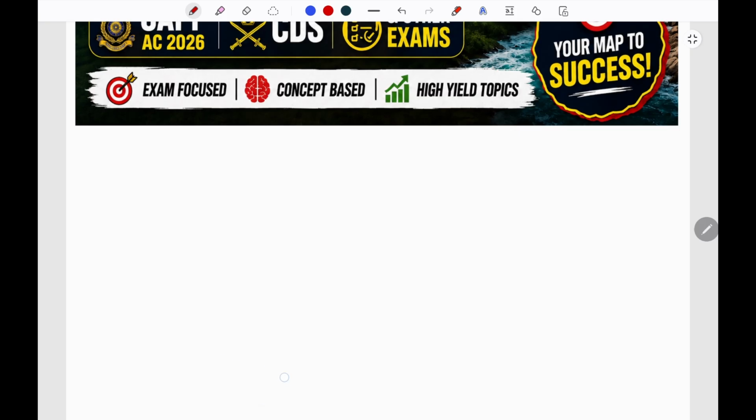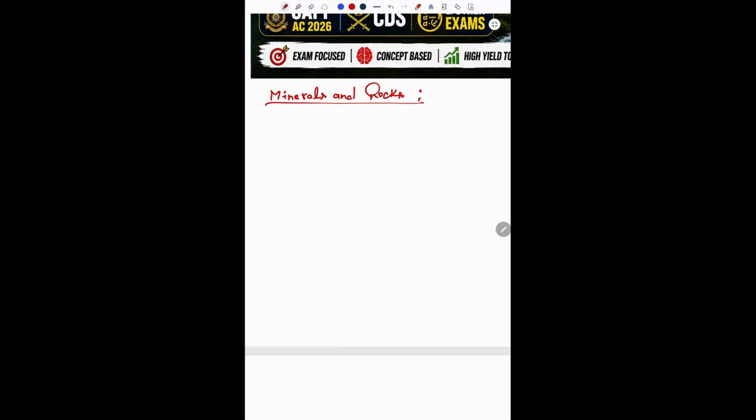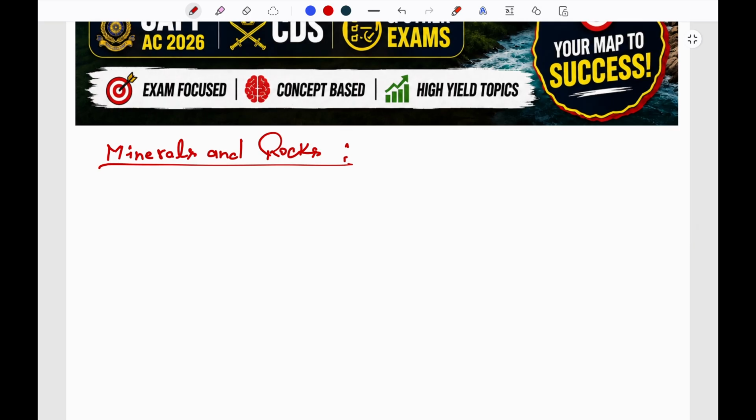So first chapter is about minerals and rock. This chapter is missing in the new NCERT of the geography, but it is given in the previous one. Now, what are minerals? These are the naturally occurring substance, organic or inorganic. They can be organic and inorganic with certain chemical composition and a structure.